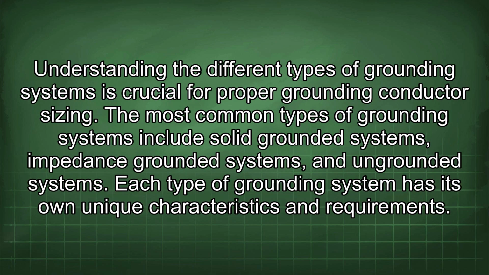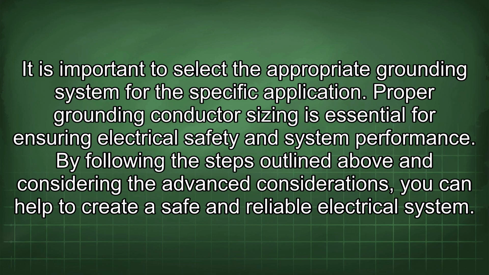Understanding the different types of grounding systems is crucial for proper grounding conductor sizing. The most common types of grounding systems include solid grounded systems, impedance grounded systems, and ungrounded systems. Each type of grounding system has its own unique characteristics and requirements. It is important to select the appropriate grounding system for the specific application.